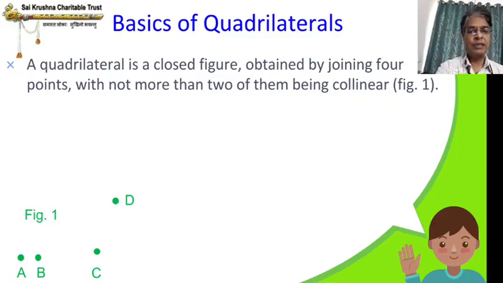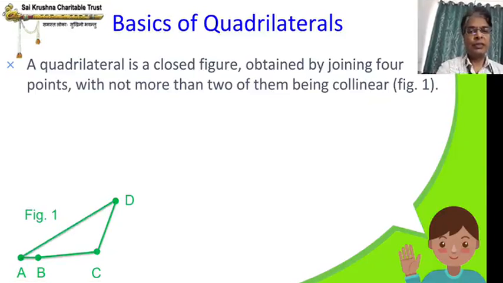Collinear means in the same line. So here A and B are collinear. You can see that, whereas C is slightly off that line and D is further off. So let us now join the points and see what is happening. A to B, B to C, C to D, and D to A.